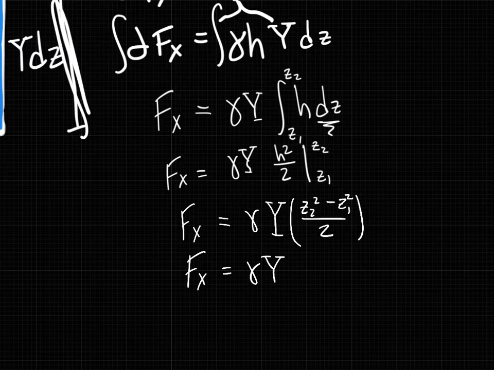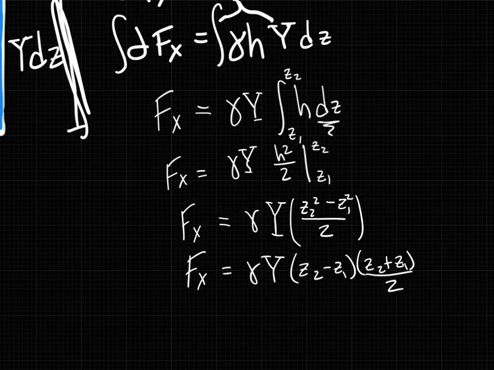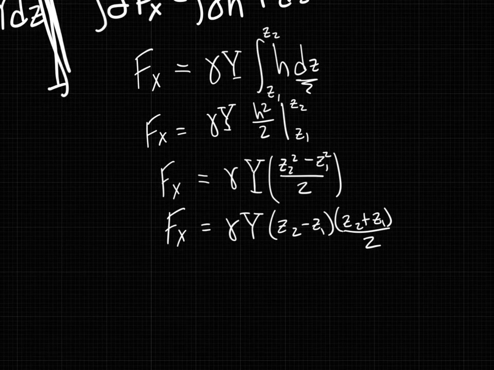Now I've got a 1/2. I'm going to split this in half. So one thing is going to be z2 minus z1, and the other half is z2 plus z1. That's just factoring, and we divide by 2. Now, that still doesn't help us. Nobody in my classes ever gets this, but let's do it anyway.